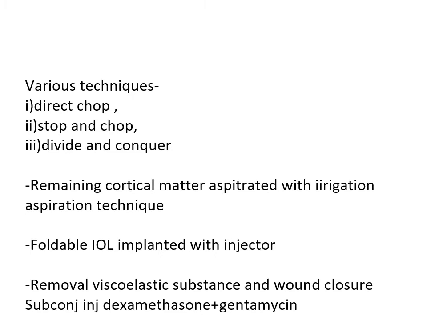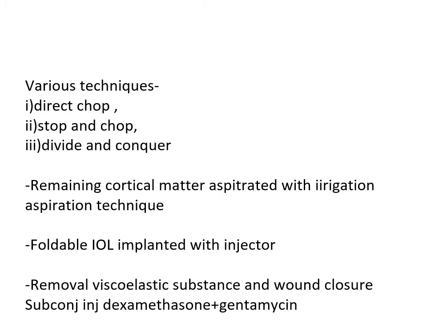So there are various techniques of phacoemulsification. First is the direct chop technique, stop and chop technique, and divide and conquer. So these are the various techniques where fragmentation of the nucleus is done and then the nucleus is emulsified and aspirated. After the nucleus is emulsified, the remaining cortical matter is aspirated. But here we use an automated irrigation aspiration method to remove the cortex.